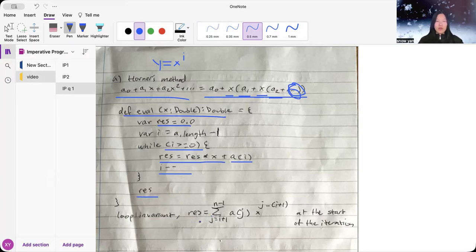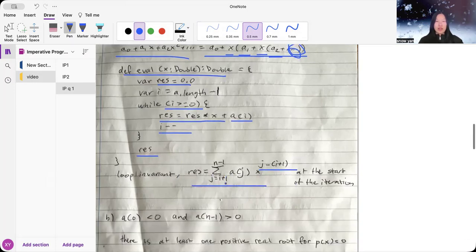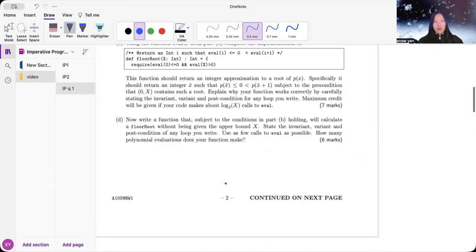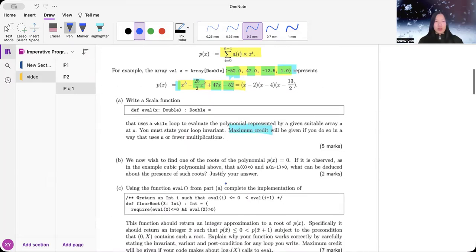So the loop invariant is that the result is always equal to the sigma from j equals i plus 1 all the way to n minus 1 of a_j times x to the j minus i plus 1, at the start of every iteration. It's pretty straightforward, but thinking of Horner's method is a bit harder, I'd say.